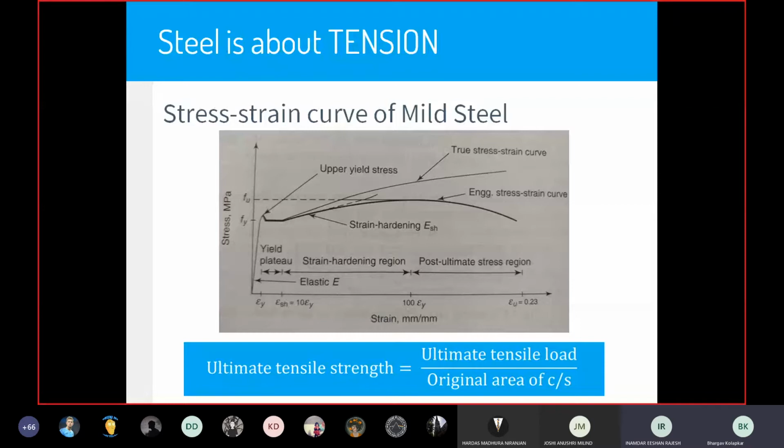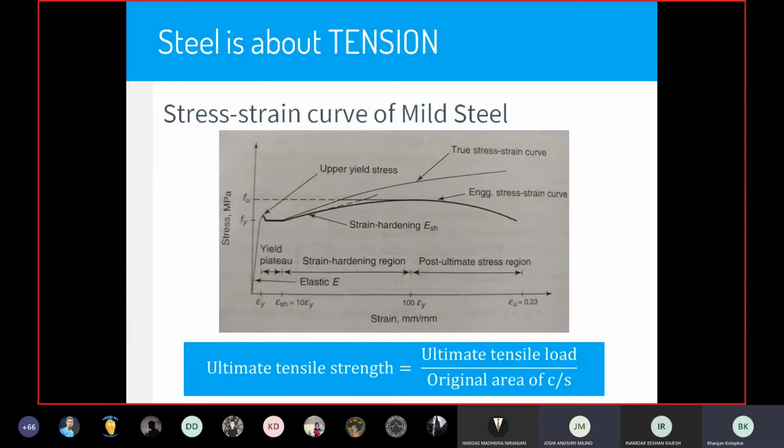And therefore, the true stress strain curve always goes up, because true stress is force upon the true or actual area. Since the denominator keeps decreasing, the value is always going to keep increasing, and therefore you see that this curve is above the engineering stress strain curve. I know this is a little technical, but if anybody has any further questions, please let me know.